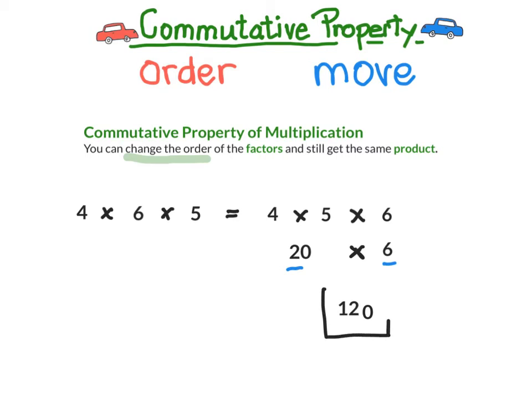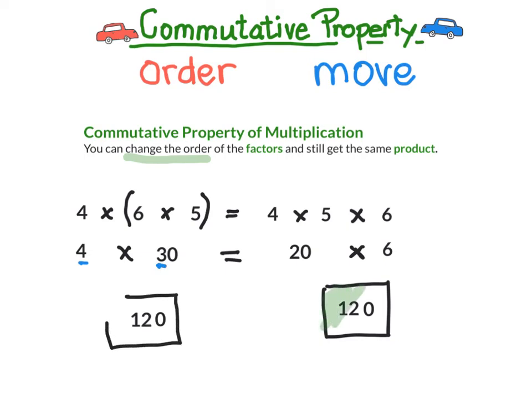Our total is 120. I suppose I could have done it the other way, where I multiplied 6 times 5 to get 30, and then multiplied that by 4. But I would need parentheses to show that that operation would go first in the expression. Move my 0 to the product, and 4 times 3 is 12. So we have a total of 120. According to the commutative property of multiplication, you can change the order of the factors and still get the same product. But does it work for division?